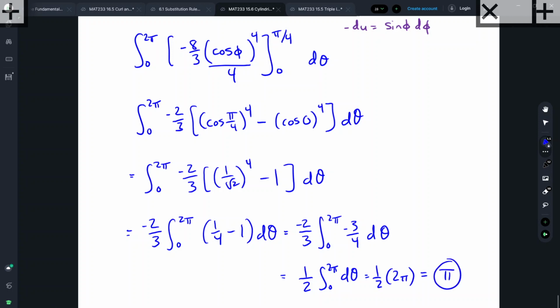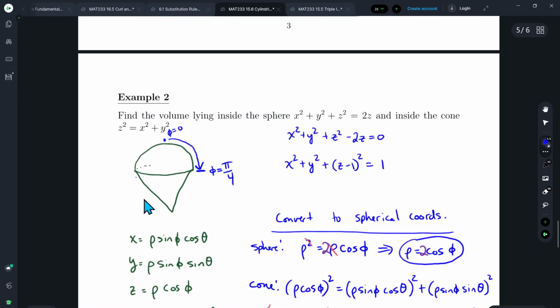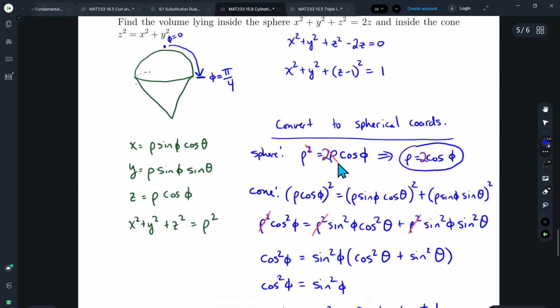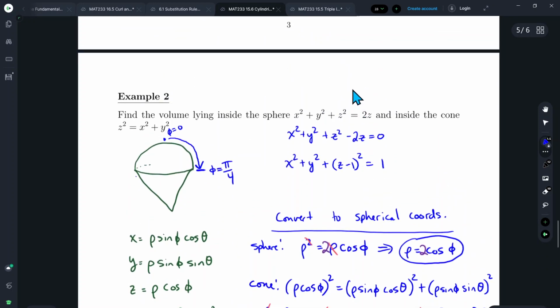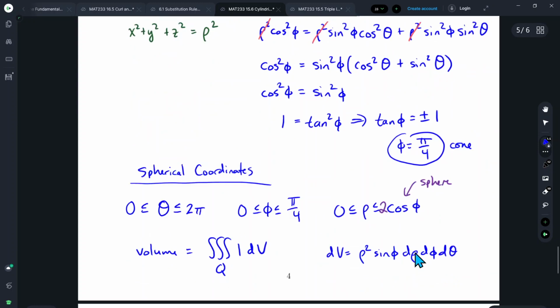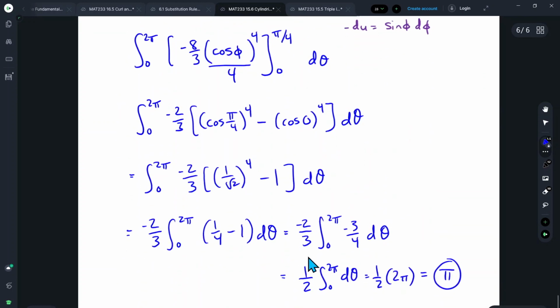Okay, so we've calculated that the volume of this object is equal to pi. Initially I made a little mistake here, I forgot about the 2, but we fixed that, and so this calculation should be correct now.